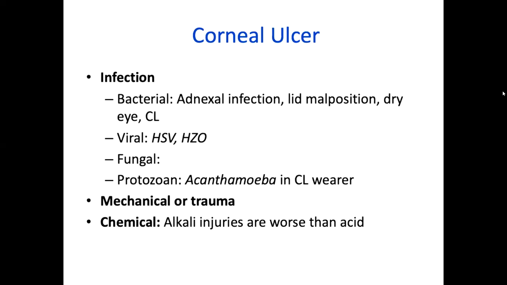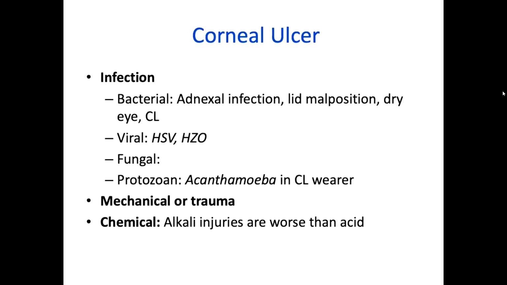Okay, so corneal ulcers can be bacterial, viral, or fungal or protozoan. Acanthamoeba is the one that is common in contact lens wear patients. Apart from that, conjunctival injection can occur due to mechanical factors or trauma, and also due to chemicals, so alkali and acid. What is the worst one? Is it acid or alkali?